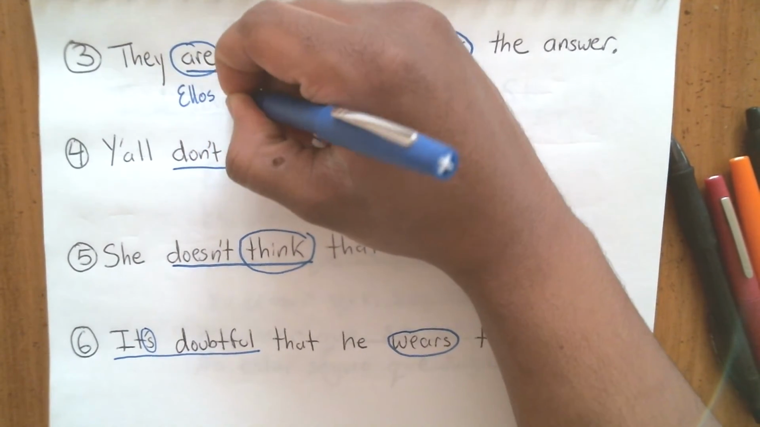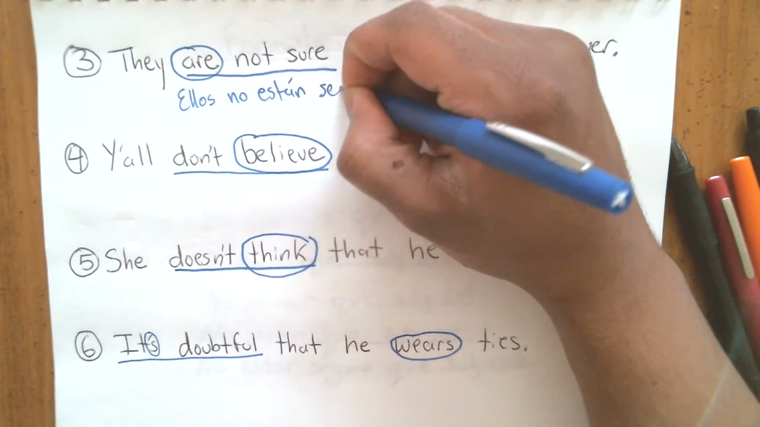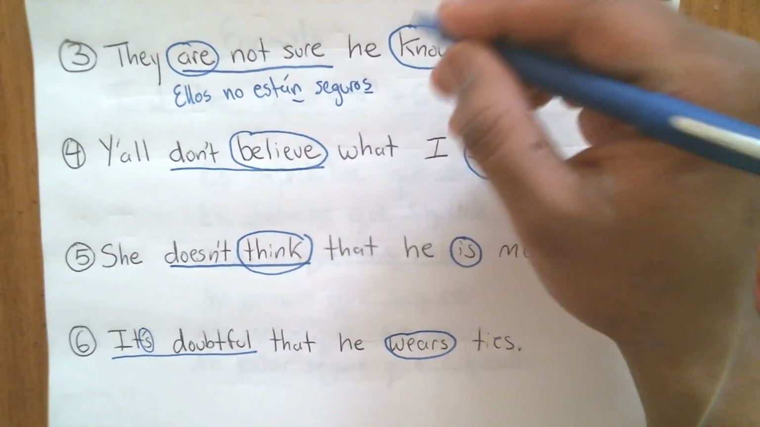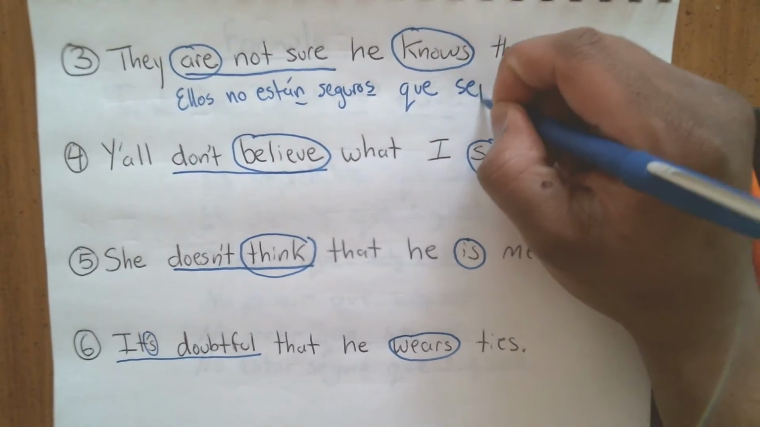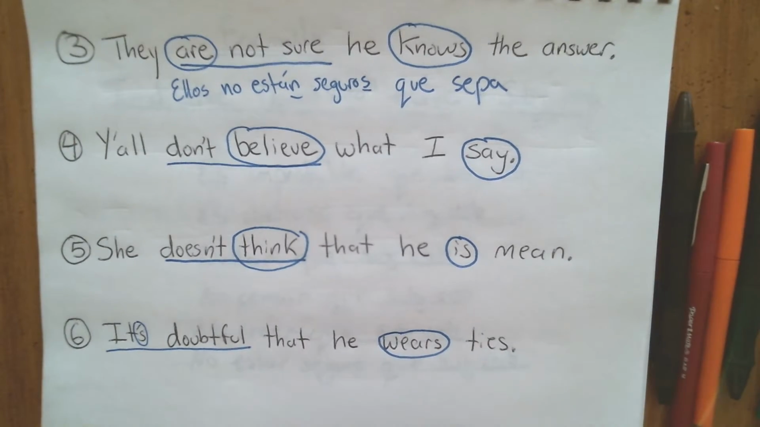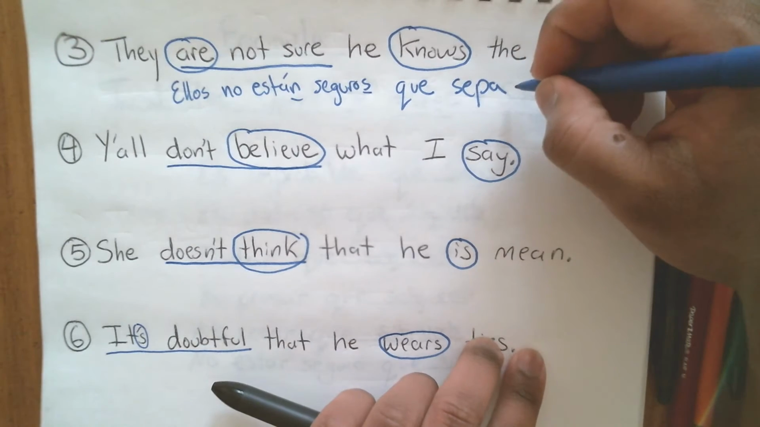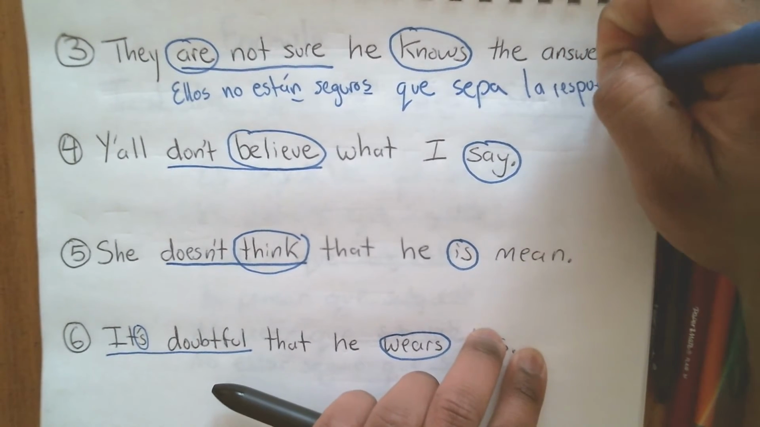Ellos no están seguros, remember because it's plural, que sepa, that is an irregular subjunctive conjugation of saber. Ellos no están seguros que sepa la respuesta.